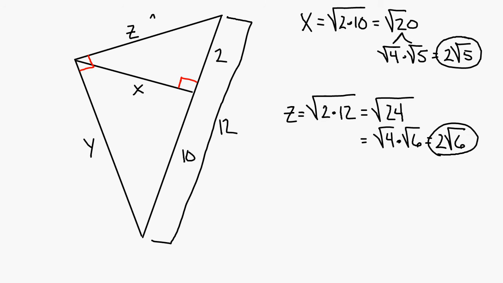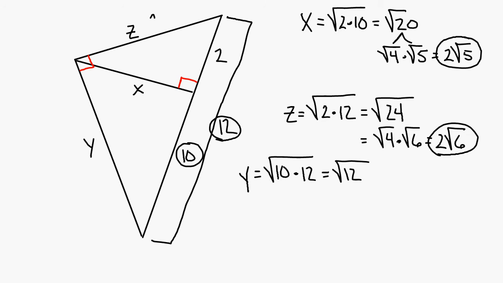Same rule for y, but on the other side. Y is going to be equal to the geometric mean of 10 times 12, its adjacent segment of the hypotenuse and the hypotenuse. So that is the square root of 120. And again, the largest perfect square that goes into 120 evenly is going to be square root of 4 times the square root of 30. Which is 2 radical 30.